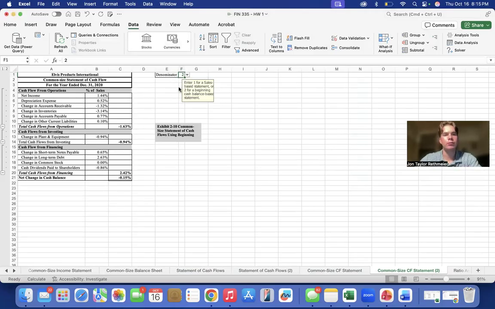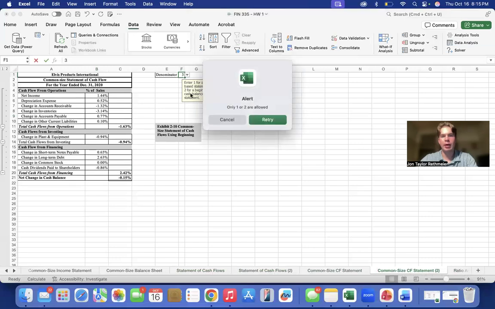So if we click two, it should change to beginning cash. I'm not sure why it's not doing that. But for example, if we put in three, an error pops up and only one or two are allowed.